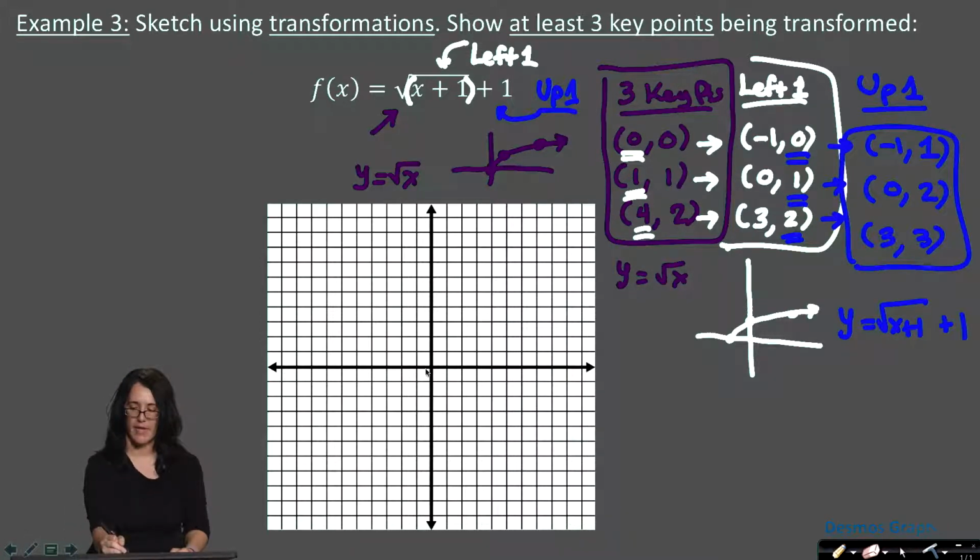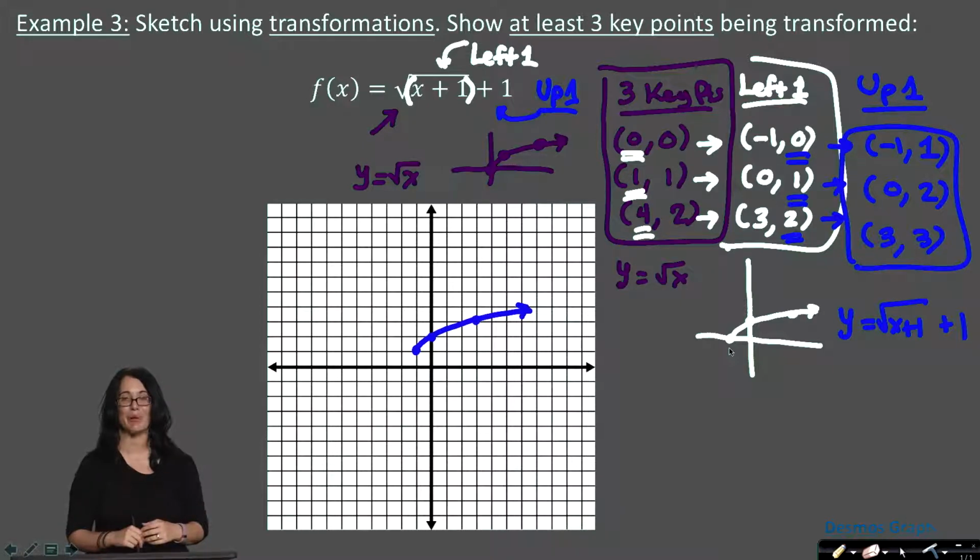How does it look? At negative 1, we have an output of 1. At 0, we have an output of 2. And then at 3, we have an output of 3 as well. So this graph looks something like this. Does this make sense? Well, yeah, if you look at where we left off, we had shifted the graph to the left one, and now we've just moved it up 1 unit. Okay, and we could talk about domain and range, of course.